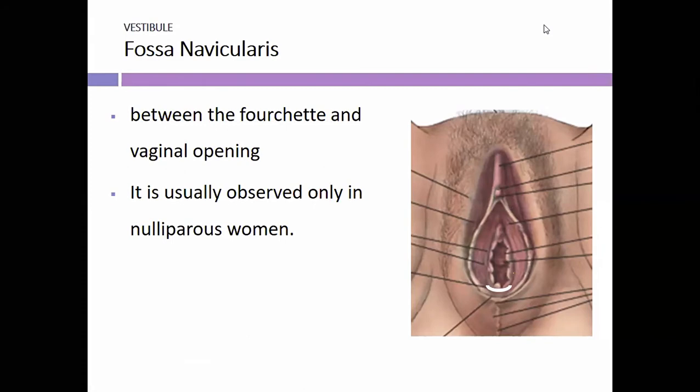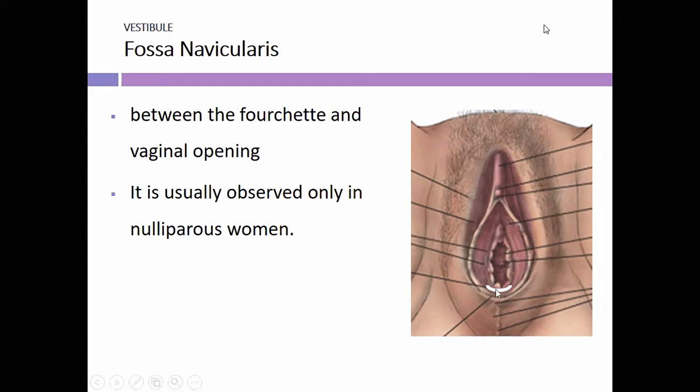Now, another structure you have to check is the fossa navicularis. This is the area between the vaginal opening and the fourchette. This is usually seen in nulliparous women, those women who have not given birth.